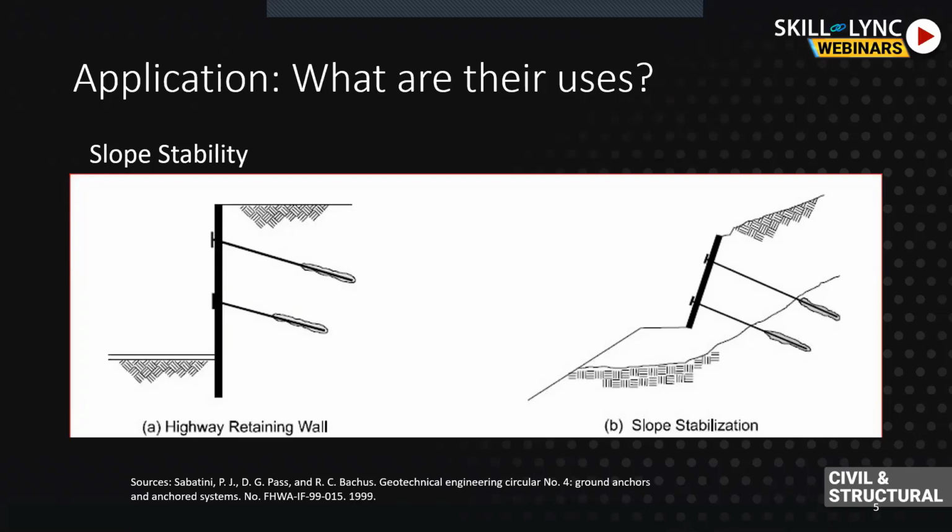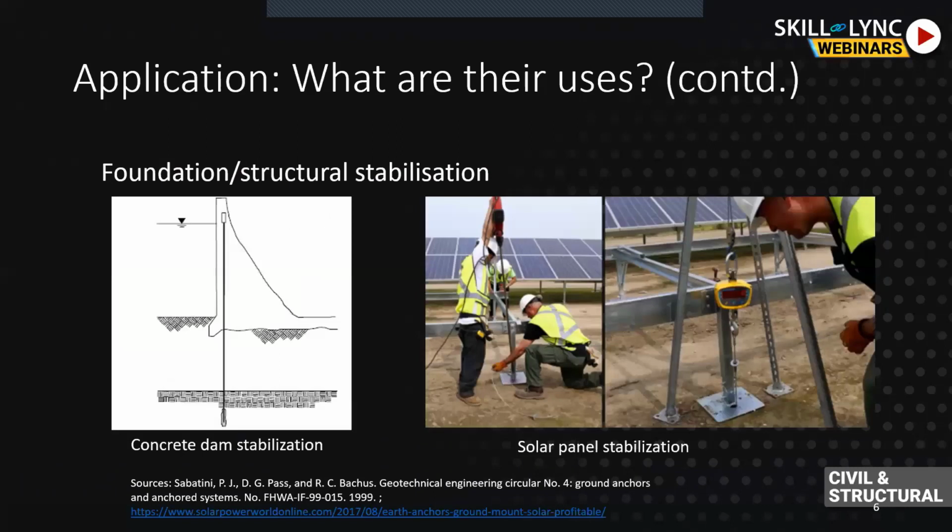There they use a lot of anchors, ground anchors, a lot. At a spacing of 2 meters, they have hundreds of soil anchors. So in a kilometer, you can find up to 500 or 600 anchors. So slope stabilization is one of the applications, and foundation stabilization is one more kind of application.